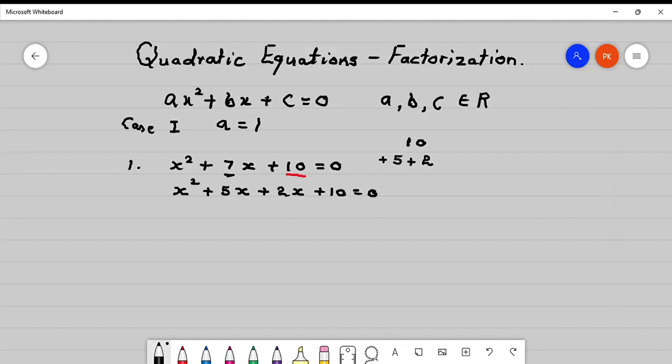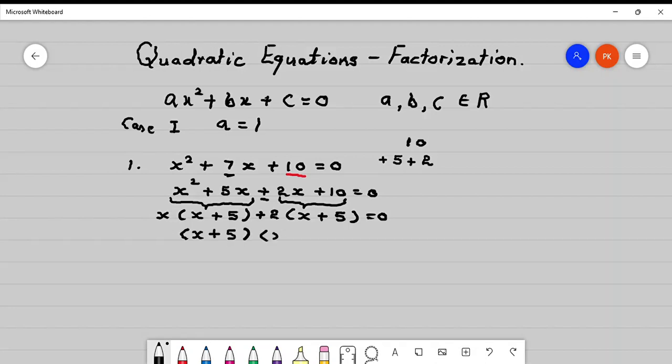Now I will group the terms, first two terms together and last two terms together. So from the first two terms I will take x common. From x square I am taking x common, so x will remain. From 5x I have taken x common, so 5 will remain. Always take the sign of the third term common, and from 2x and 10 I will take 2 common. That will give me x plus 2, 5 twos are 10. So 5 will come here. And now you can see I am getting a common factor x plus 5. So the second factor will be x plus 2.